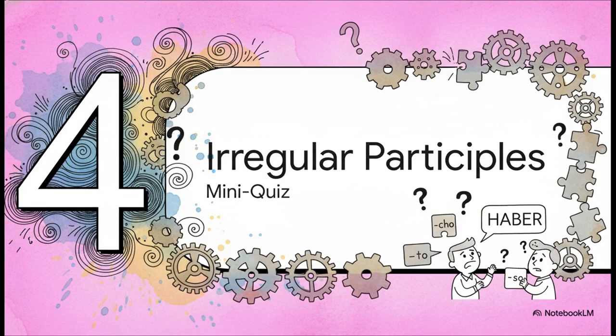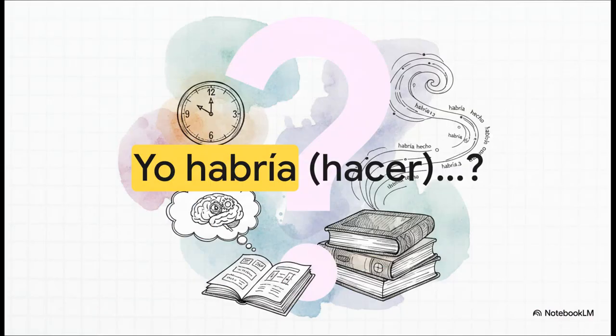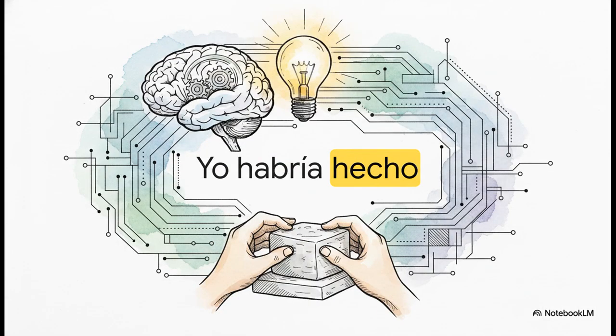Which brings us to section 4, the irregular participles mini quiz. Okay, let's make this interactive, because honestly, the biggest trap with this grammar isn't the haber conjugation at all. It's messing up those irregular participles in step 3 of our formula. Let's see if we can catch some of these common pitfalls. For example, how would we say, I would have done, or I would have made? The verb is hacer. Take a quick second. Try to conjugate that participle in your head. Yo habría. What? Hecho. The phrase is yo habría hecho.